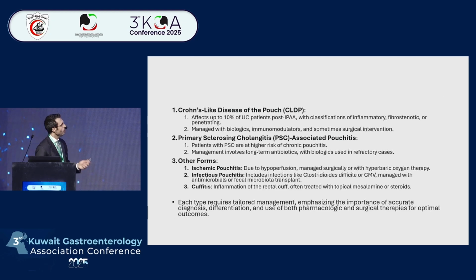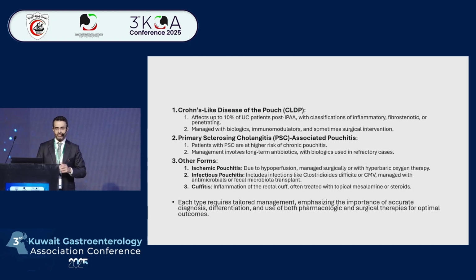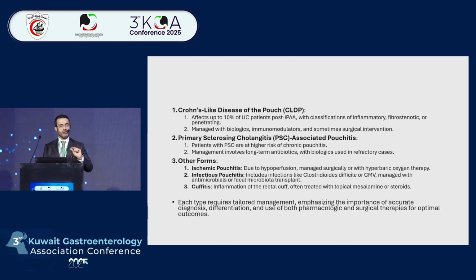There are other less common types, like ischemic pouchitis due to hypoperfusion post surgery, which is usually managed surgically, and there is some data about hyperbaric oxygen. There is also infection of the pouch, such as C. diff and CMV, and other infections you need to look for. And there is inflammation of the cuff that I mentioned earlier, cuffitis, where the remaining colon between the rectum and the pouch can get inflamed. Each subtype has different treatment modalities.